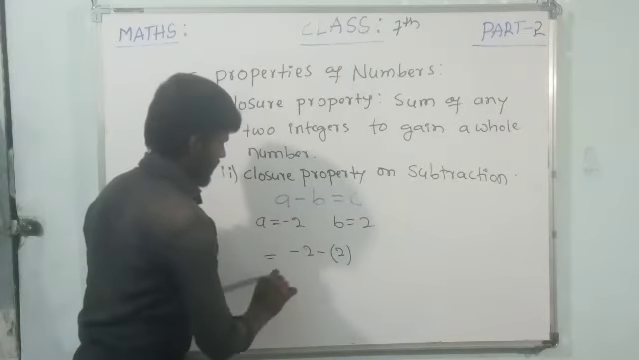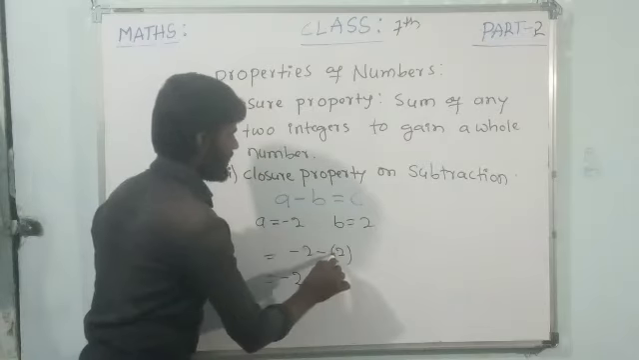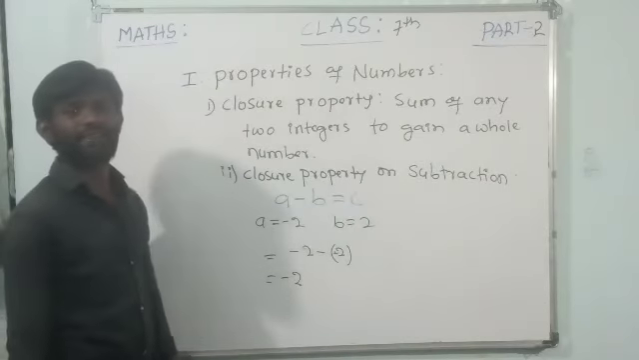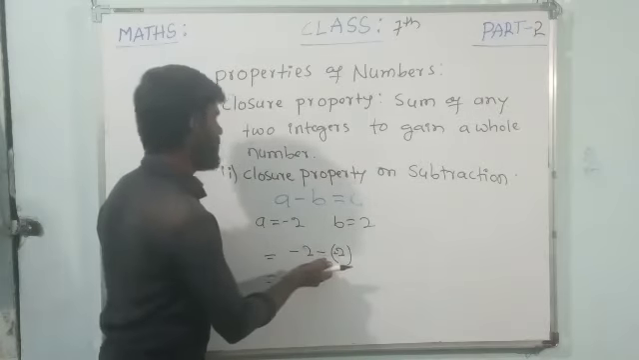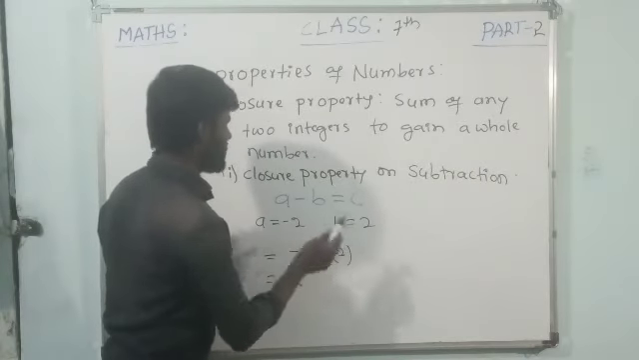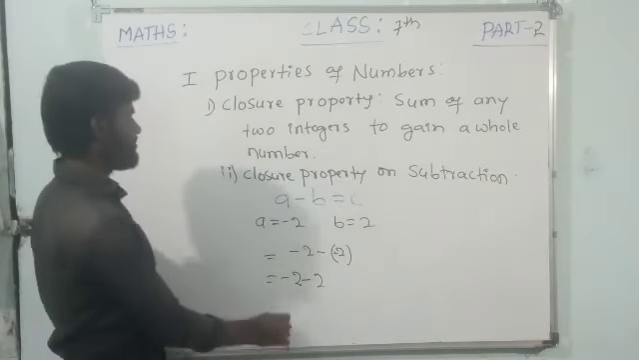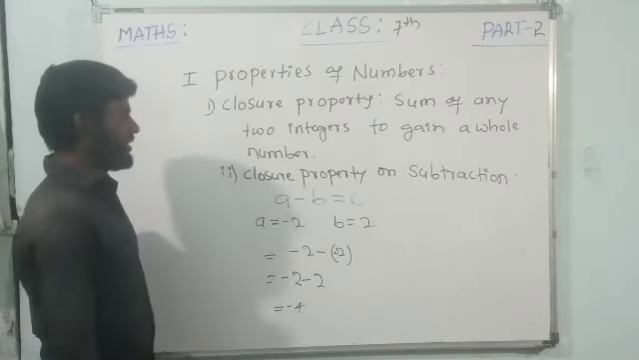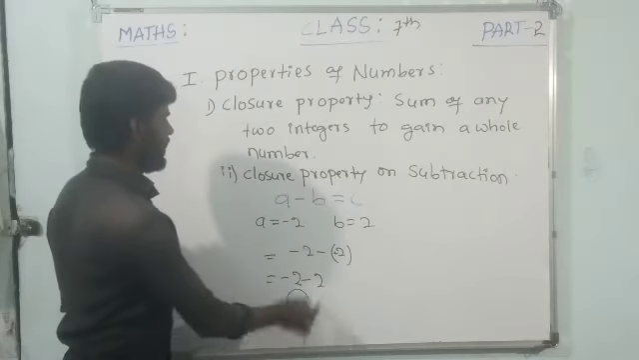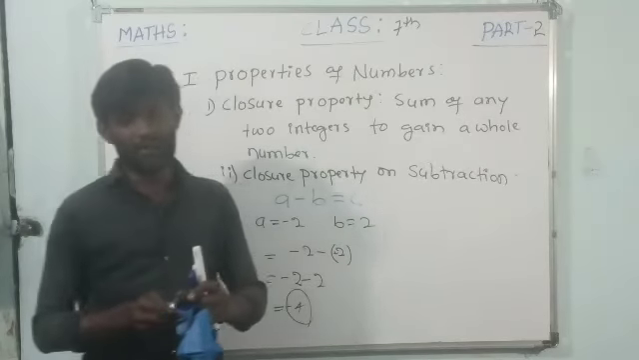Here minus 2, then minus into plus. Any number that does not have a symbol is always positive. Minus into plus is minus, so you have to get minus 4. One more thing I would like to tell here. Whole numbers, you can ask one doubt, sir, minus 2, is it a whole number?